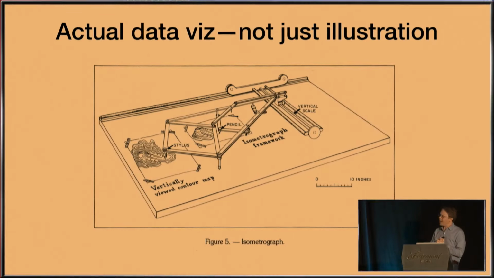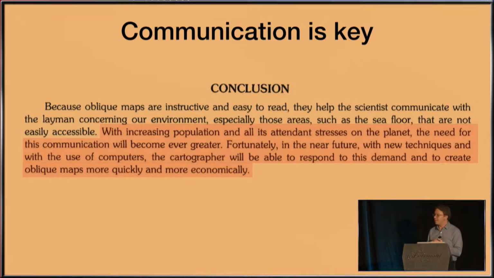Some might say, well, that's just illustration. That's not data viz. But that's not the case. The cartographers at the USGS actually created these maps by using what's called an isometrograph, which maps contours to their 3D projection. These maps were based off of actual data visualized in 3D. And even in 1988, cartographers understood something very important about these types of visualizations. They are incredibly engaging and easy to understand.